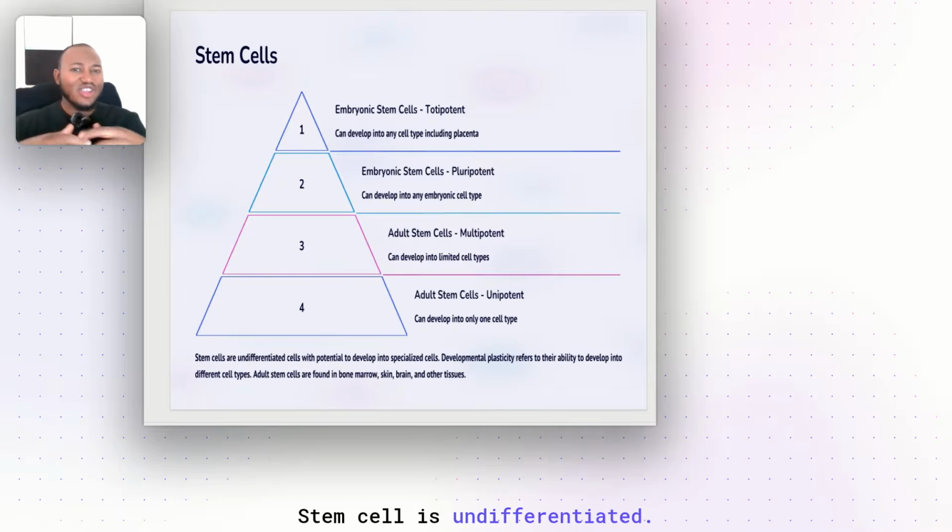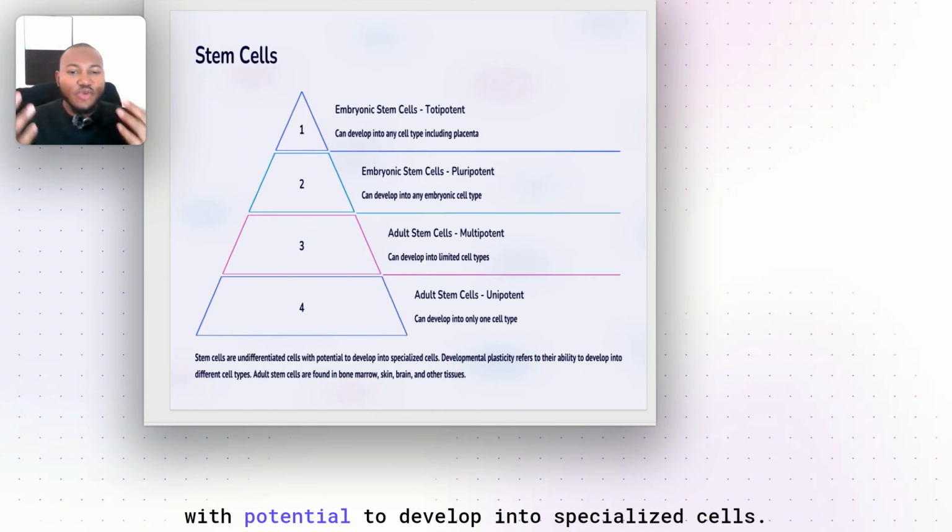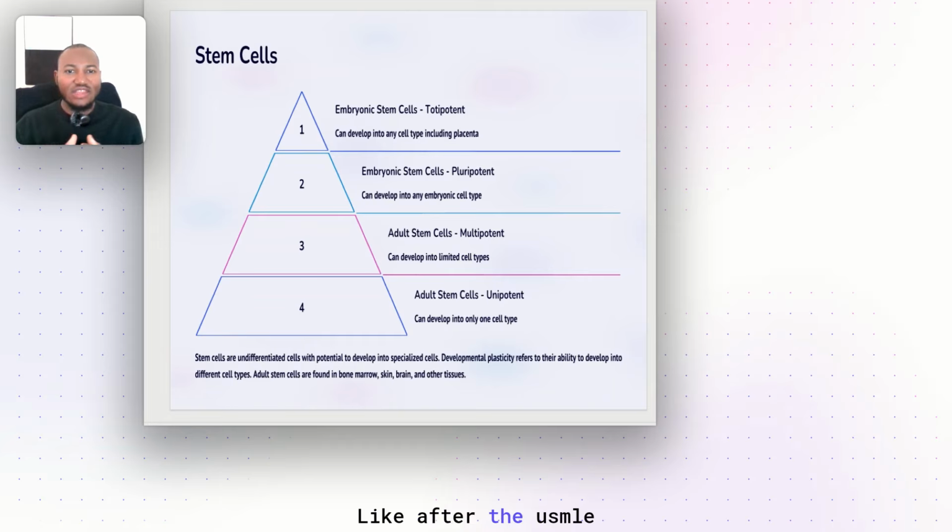So if somebody asks you, what is a stem cell? A stem cell is undifferentiated. It's like when you don't know the gender of a baby inside the uterus, for example. It's an undifferentiated cell with the potential to develop into specialized cells, right? Like after the USMLE, you want to go to residency, you can go to any arm. So right now, it is what? A stem cell. So you need to remember this. Very, very important for you to remember this.